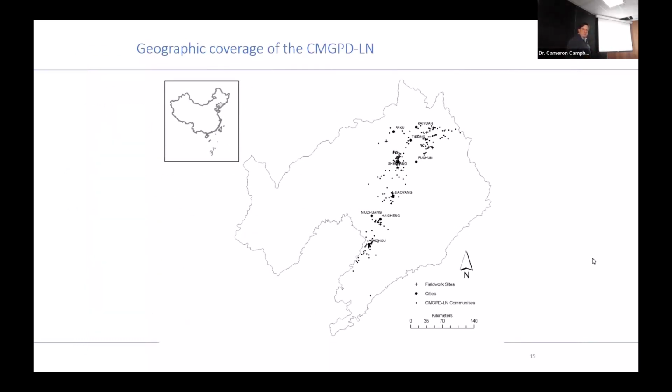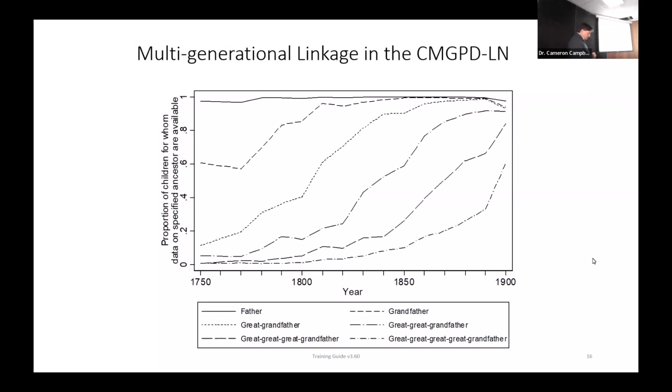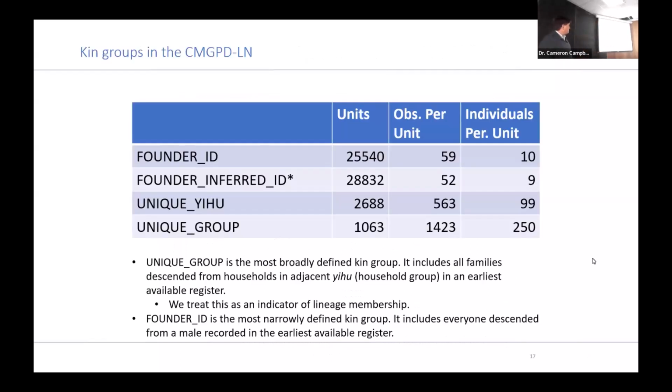This is, for the Liaoning data, the distribution of the villages. About 95% of the population, we have a latitude and longitude of where their villages are. And we can link people across time. So if we're looking at boys born in 1900, about 60% of them we can trace back to a great-grandfather, and then we can work outward to their patrilineal kin within that many degrees.